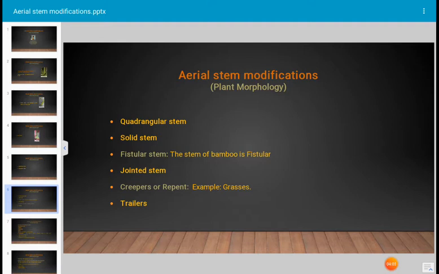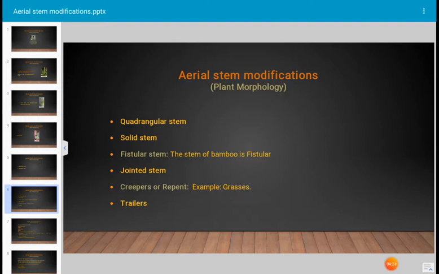Next, creepers or repens. It is a type of stem. The stem grows horizontally on the soil surface. The branches creep on the earth and roots arise at every nodal region. An example is grasses. Such stems of grasses are described as creepers. This is one of the aerial modifications of the plant.